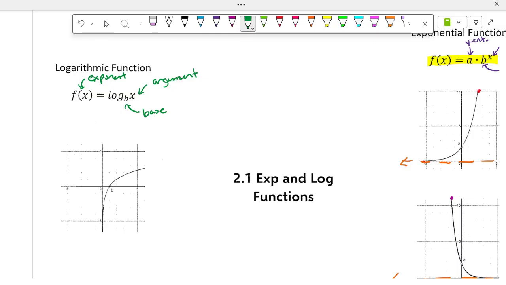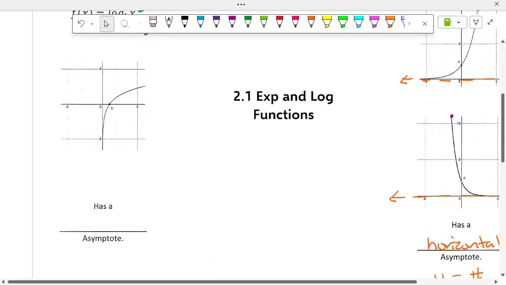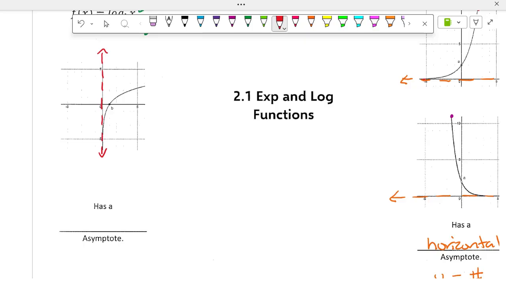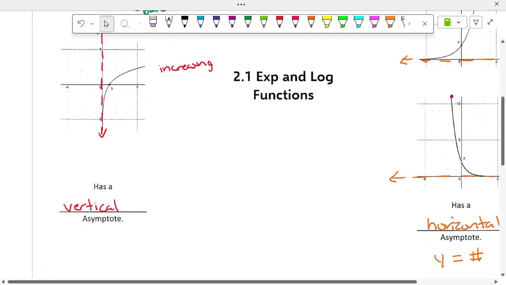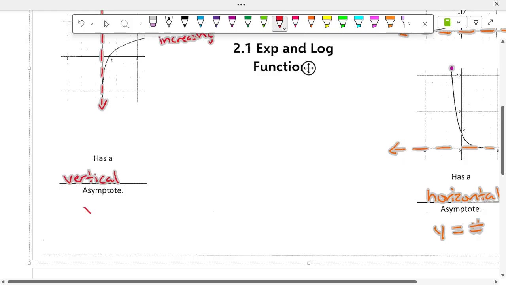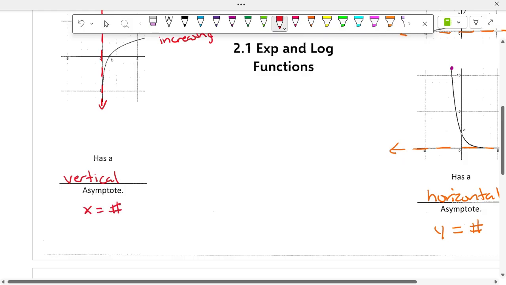All right. Now, some things to remember. The only type of logarithmic graph that we're dealing with is strictly an increasing one. So this one is strictly increasing. And that's the only way we're going to be dealing with logarithms. They're going to be strictly increasing in this class. And just remember, they always have a vertical asymptote. So it would always be x is equal to some number. That's how you would write it.